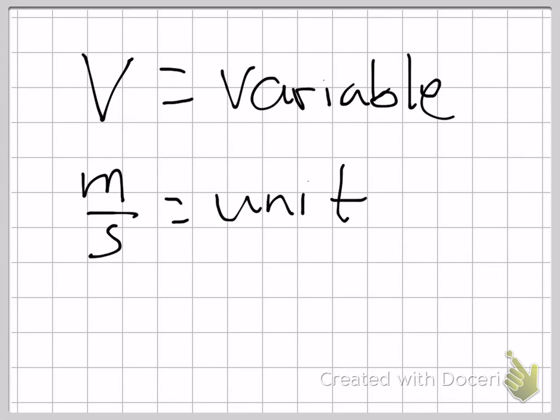Okay, the variable is the same as velocity. We just use v, and then the units are meters per second. Now you can use any distance over time, but the most common method is meters divided by seconds.